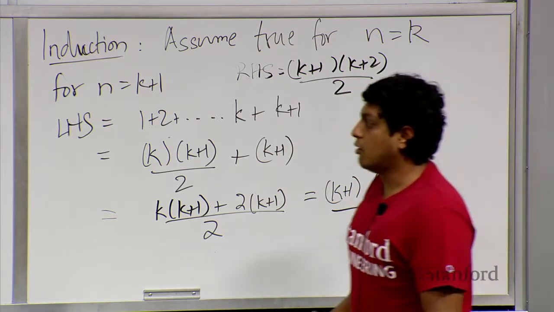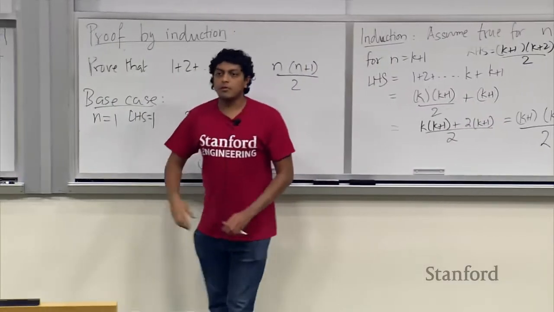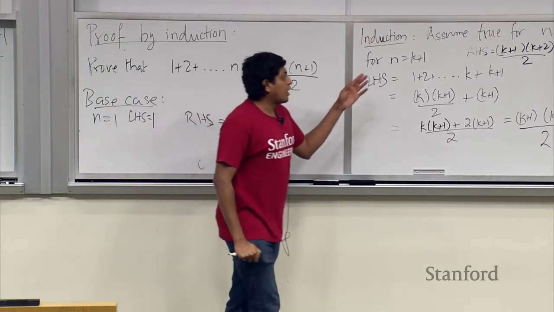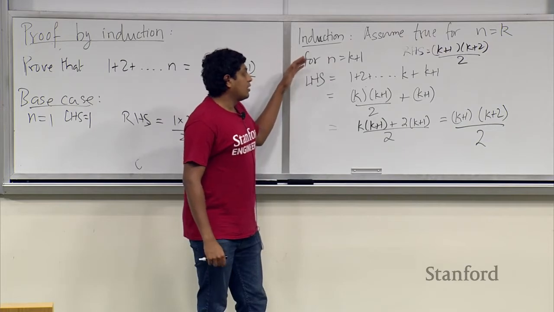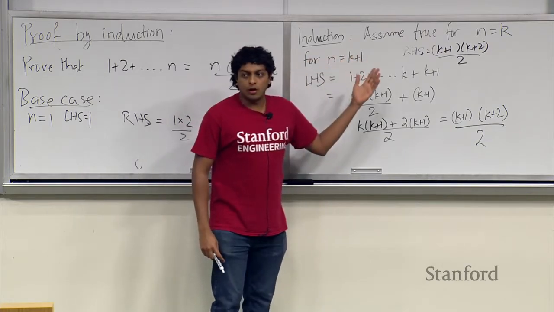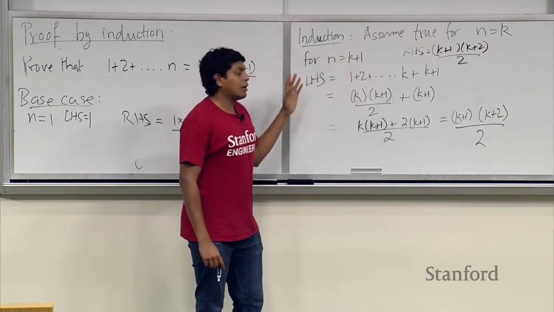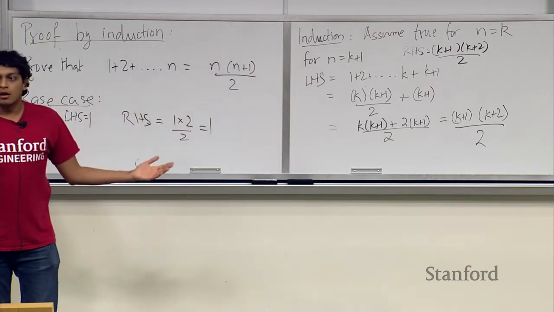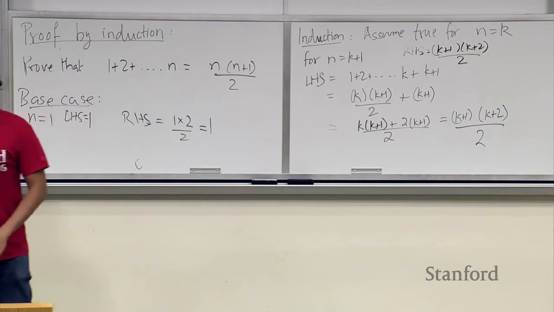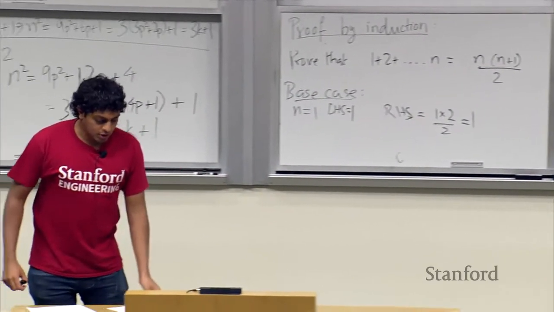So we proved that it was true for n equals 1. We assumed it true for n equals k, and we looked at n equals k+1. Using the assumption that it was true for n equals k, we also showed that it was true for n equals k+1. Therefore, we can conclude that this statement is true for any natural number n. That's how induction works.